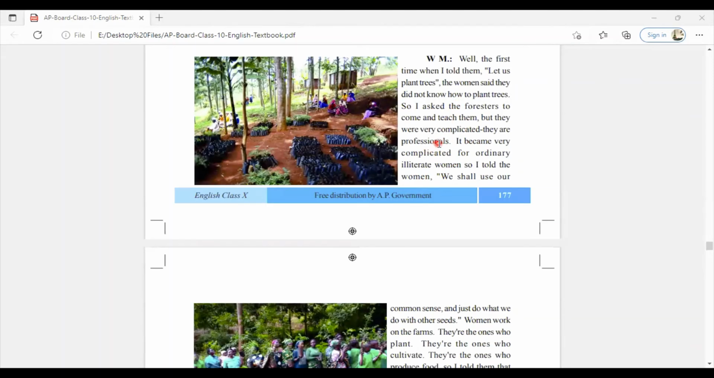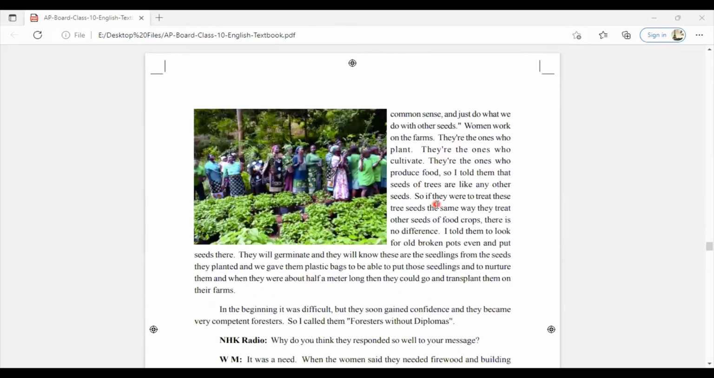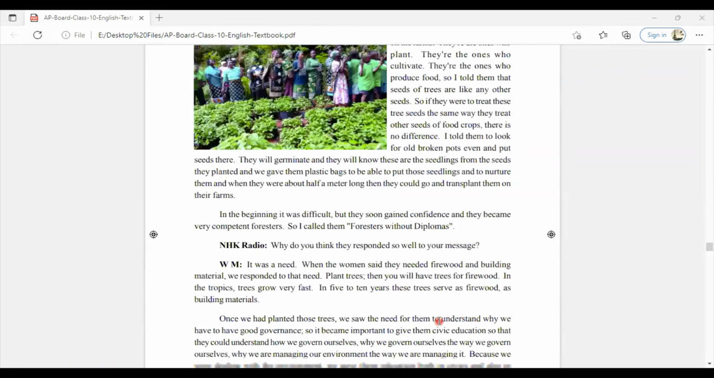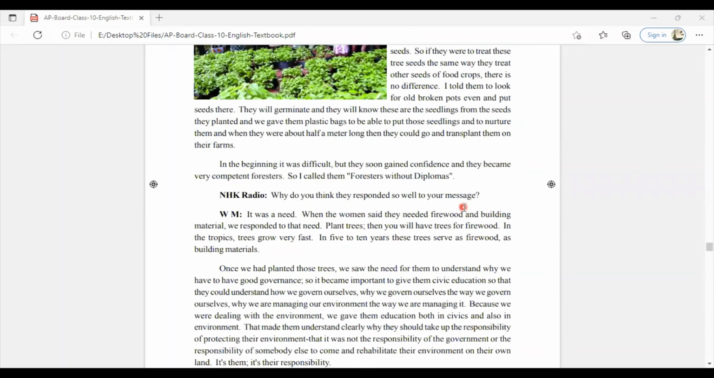That is the reason she used to call them by one line here. Yes, she used to call them foresters without diplomas. Without any diploma, without any degree, they are very good foresters because they were doing everything right. Initially, it was very tough. She used to call the others, but still it didn't work out. So what did she do? She taught herself.